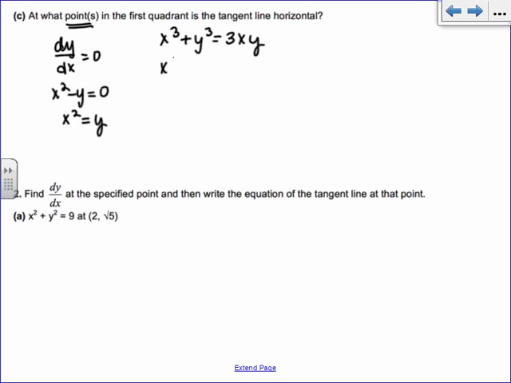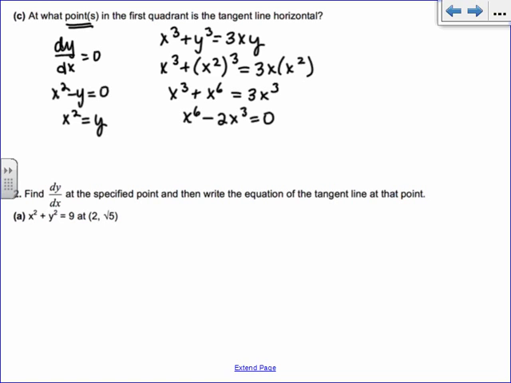So we're going to replace all of our y's with x squared. So we get x cubed plus x to the 6th equals 3x cubed. And we subtract over. So x to the 6th minus 2x cubed equals 0. So we can pull out an x cubed. So we get x equals 0, and when we set x cubed minus 2 equals 0, we get x equals the cube root of 2.